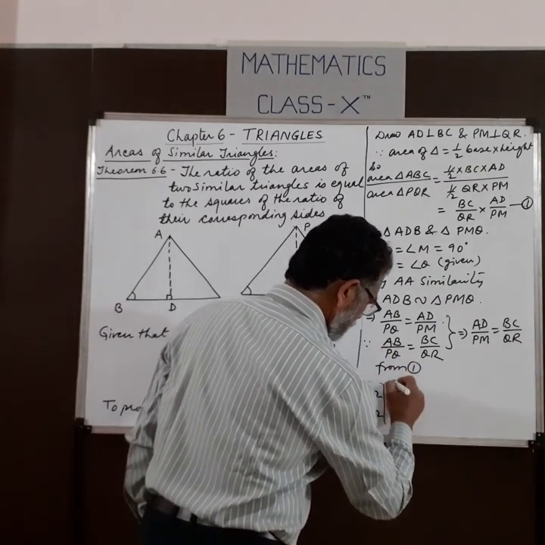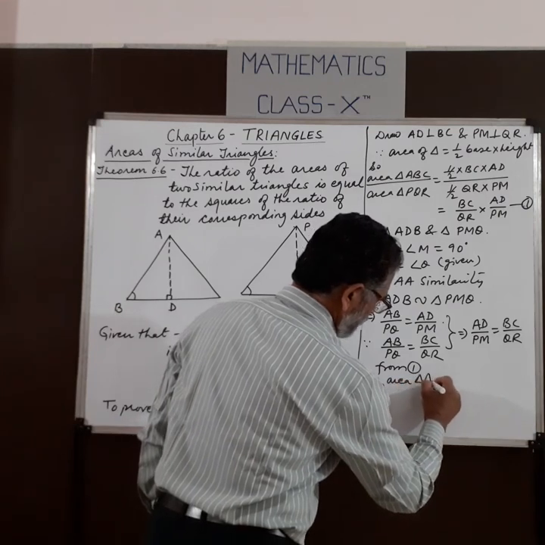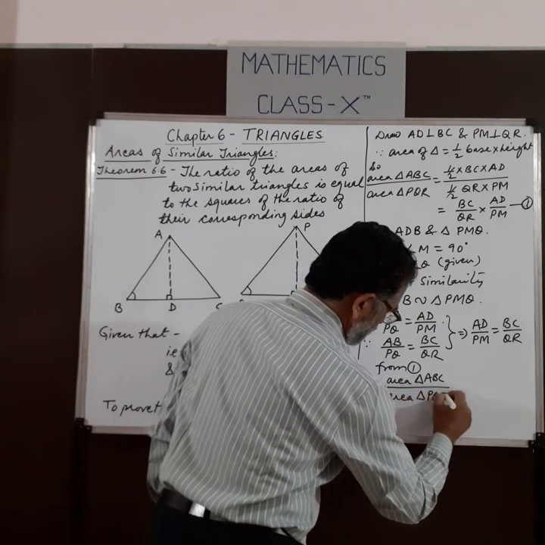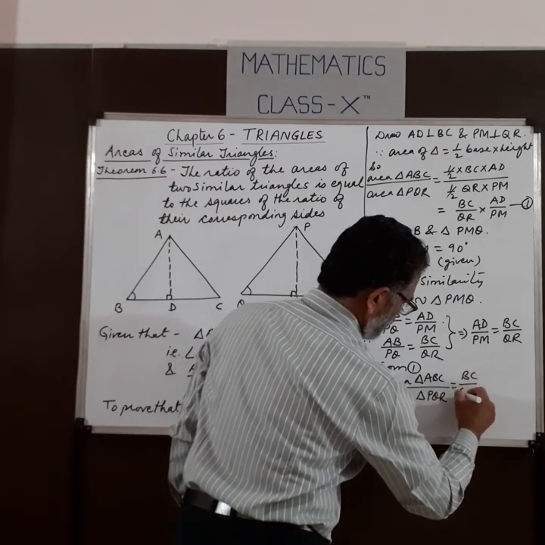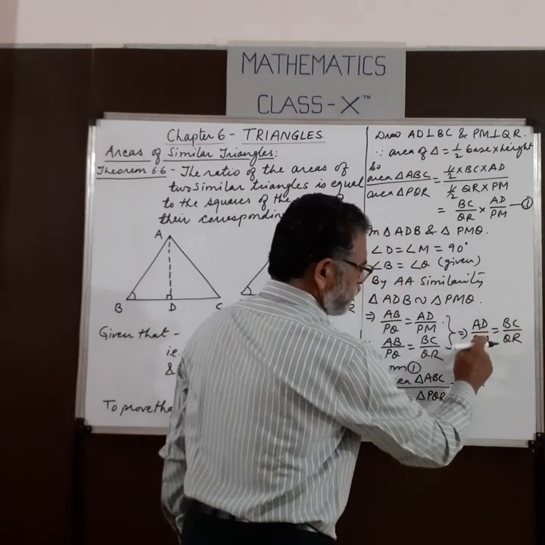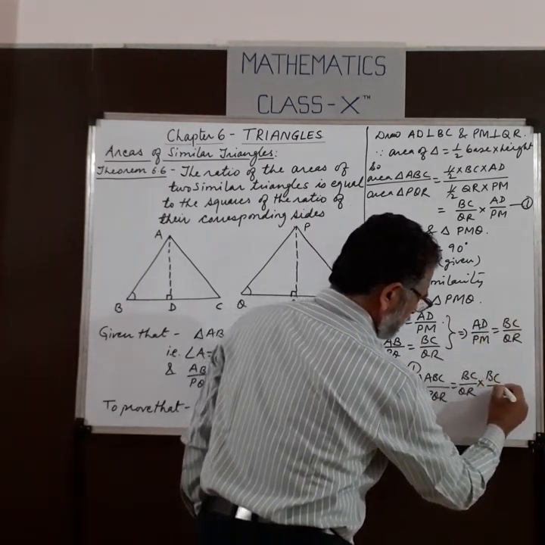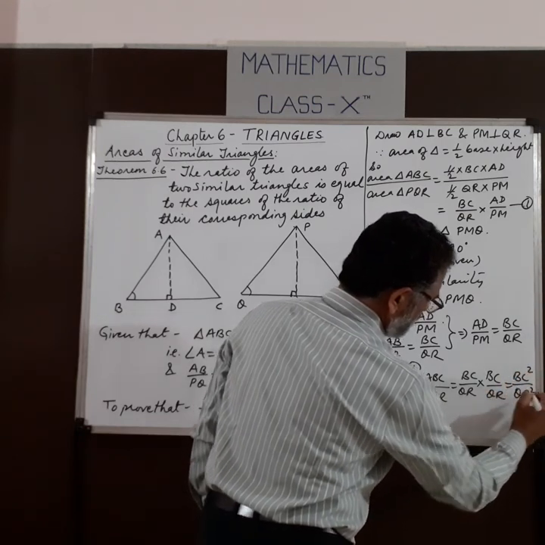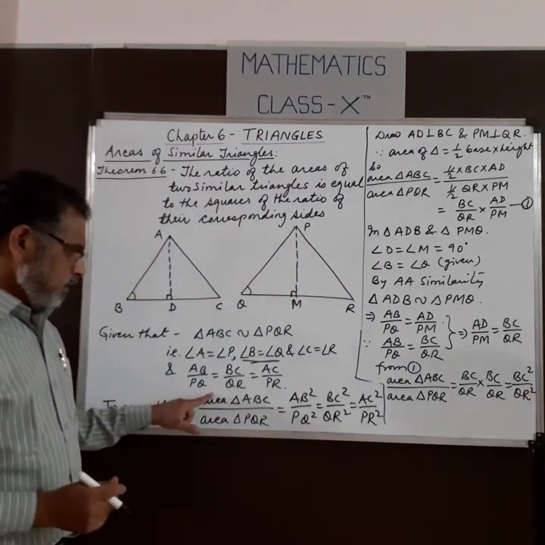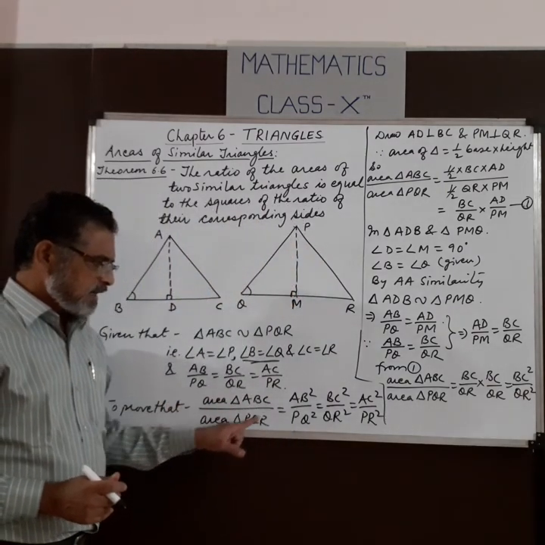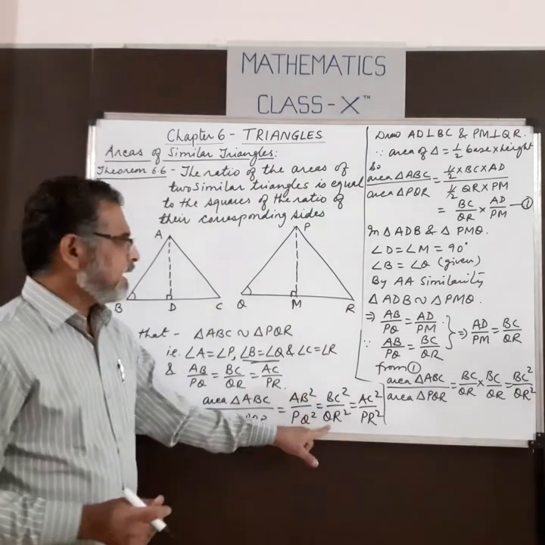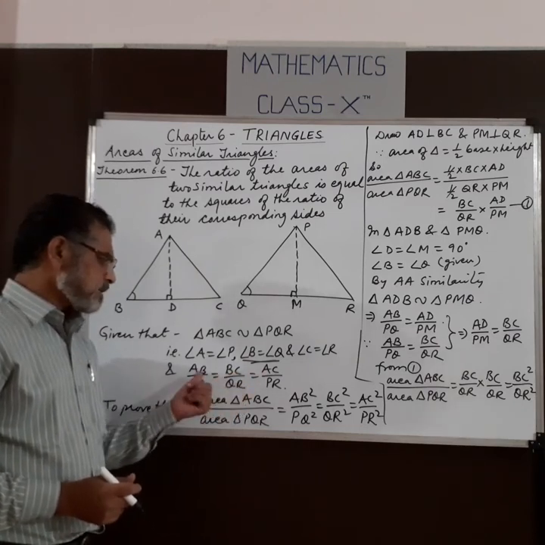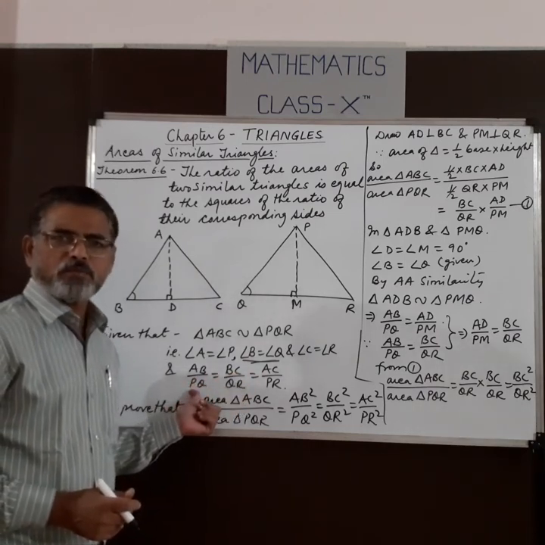we have area of triangle ABC upon area of triangle PQR is BC upon QR into AD upon PM, which is replaced by BC upon QR. So this gives BC square upon QR square. Meaning the ratio of the areas of similar triangles is BC square upon QR square. Now BC upon QR is the same as AB upon PQ, so BC square upon QR square will be the same as AB square upon PQ square.